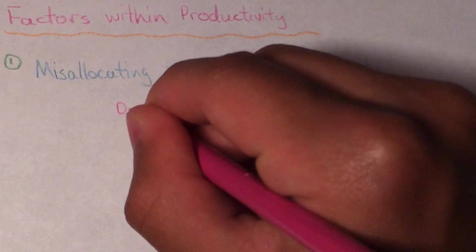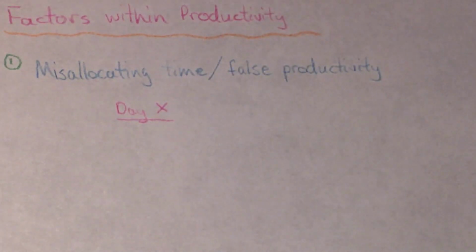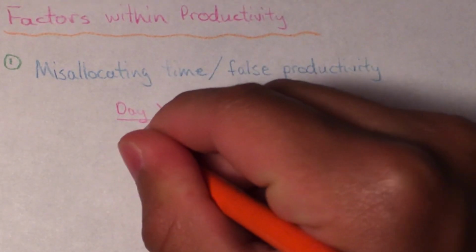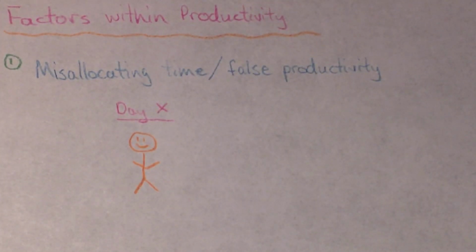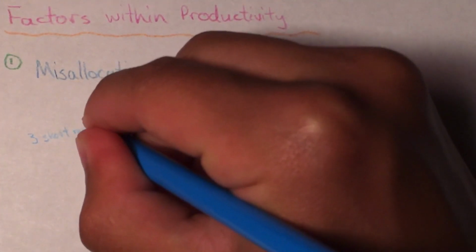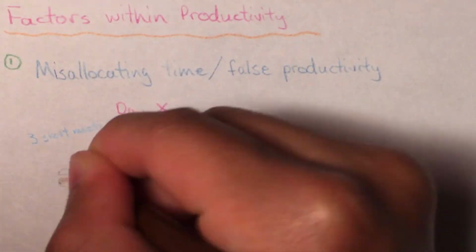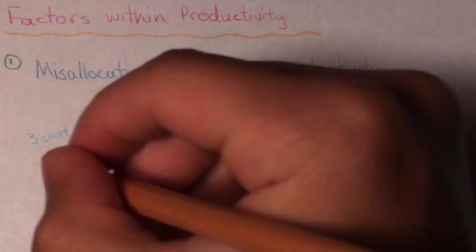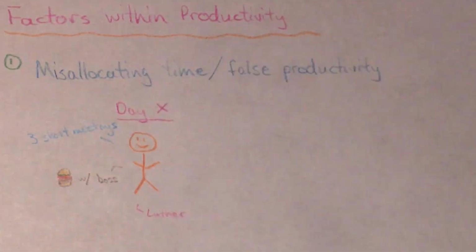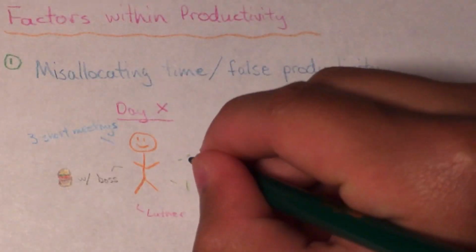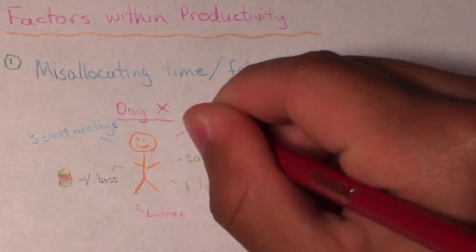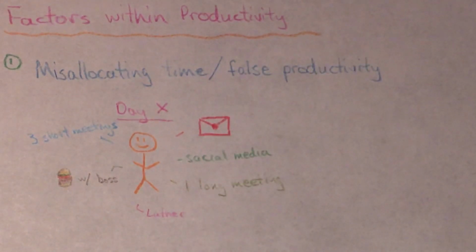Let's take an example. Luther here works for a large engineering firm where he is part of a team in charge of product design. On day X, Luther's schedule is extremely packed. He has 3 short meetings, lunch with his boss to discuss the parameters of the project, a long meeting with his team members, and the time in between he fills with answering emails and occasionally becoming distracted with social media. At the end of the day, he feels extremely tired, but also feels that he was productive.